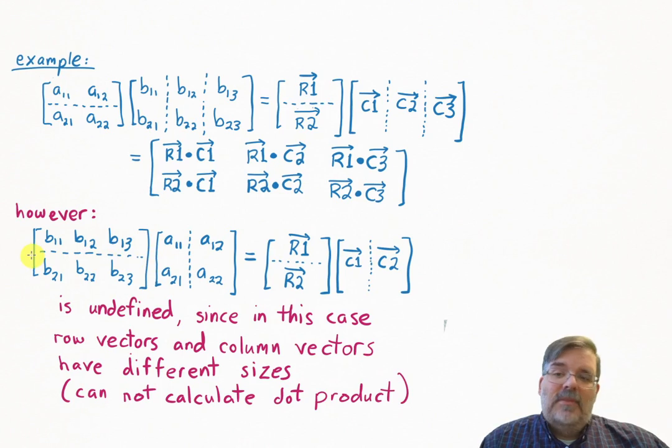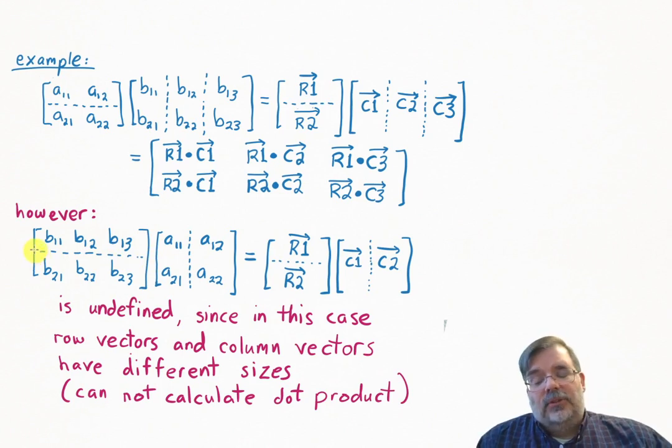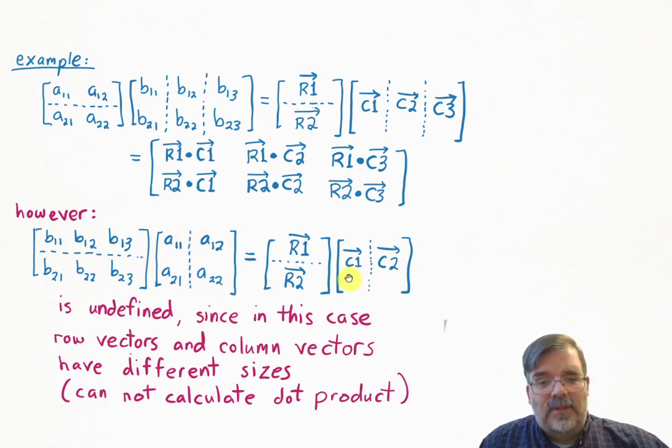At first, it might seem that everything's okay, because surely you can partition that first matrix into rows, and you can partition the second matrix into columns. You have a result like so. But once again, when you try to calculate those dot products, the rows of the first matrix have 3 entries, but the columns of the second matrix have 2 entries. So we can't calculate dot products in this case. So we would say that this product is undefined.